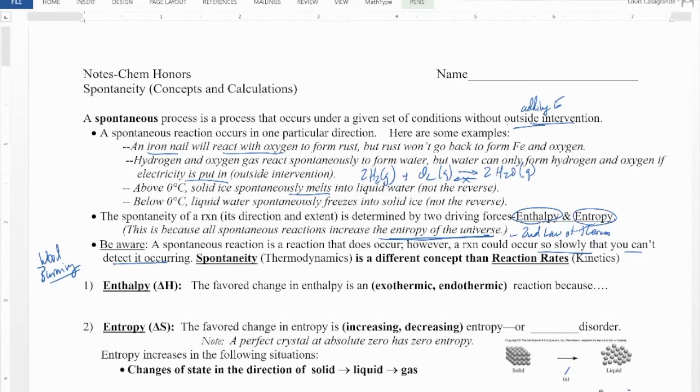And that different concept is reaction rates, kinetics, which is different from thermodynamics. And we'll bring all that in together when we talk about kinetics, starting in the next unit and next lesson, maybe even, I believe so.